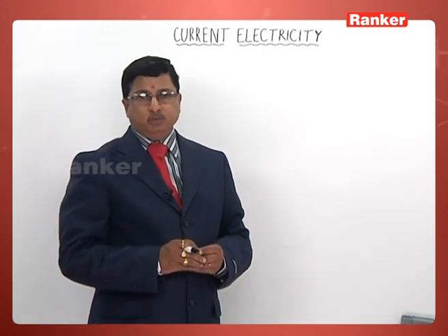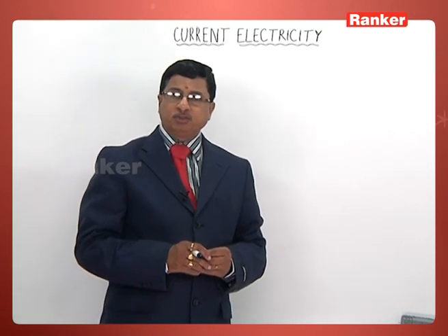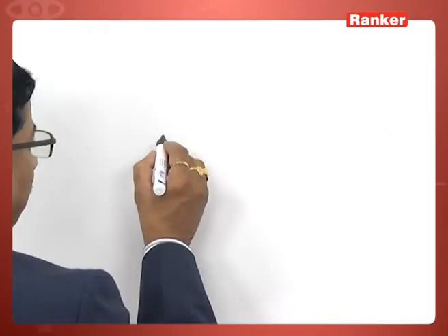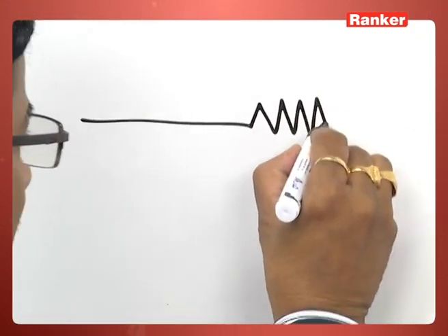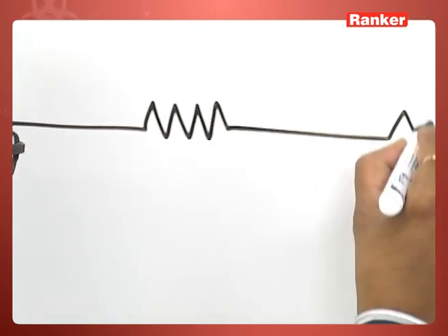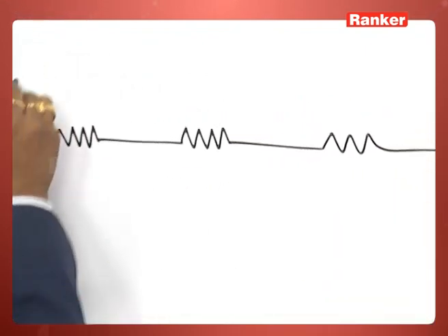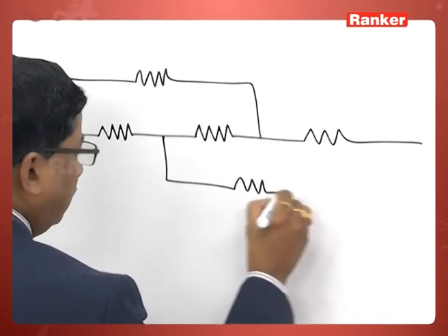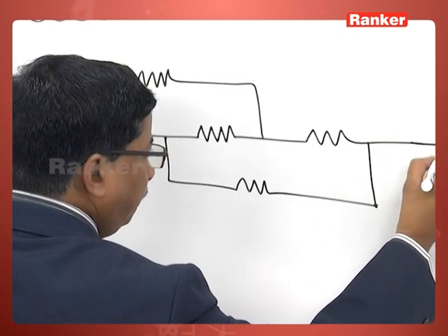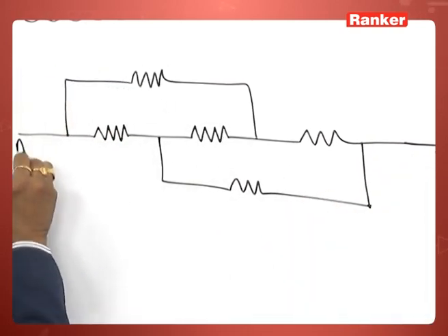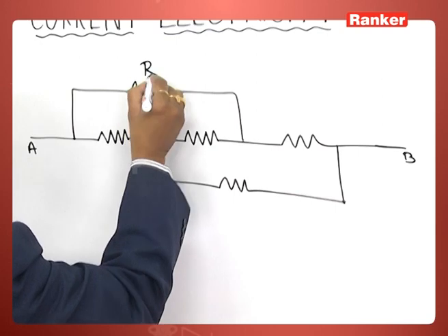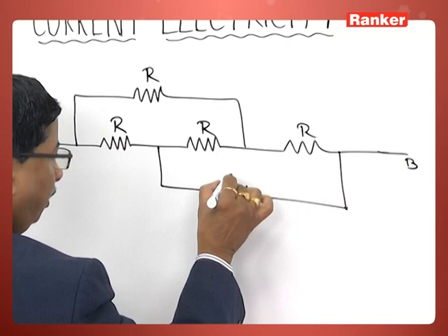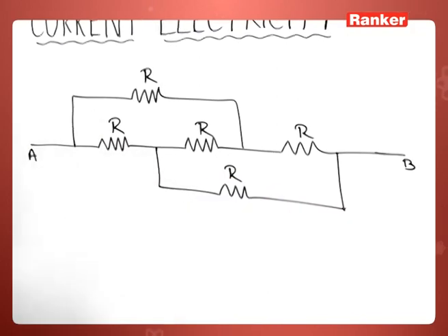Let me now remind you of a few cases where we directly apply the concept of Wheatstone bridge. When we have three resistances connected like this, one more resistance connected this way, another resistance connected like this. Let us say this point is B and this point is A. Each resistance you take as R. All the five are of the same magnitude.